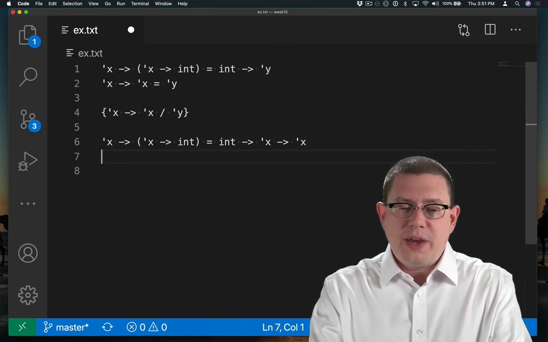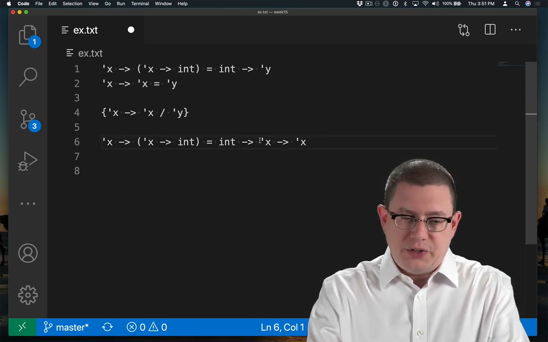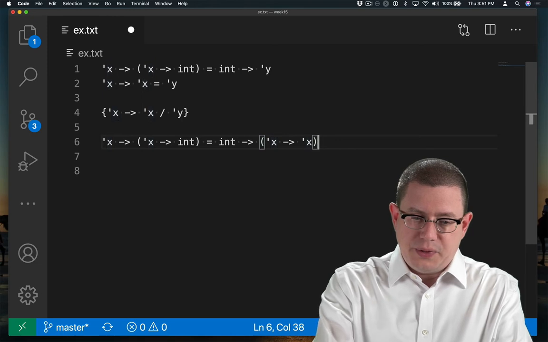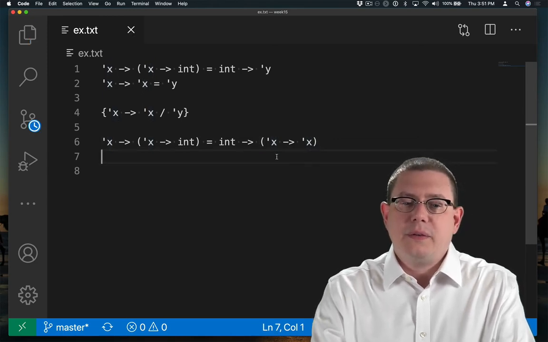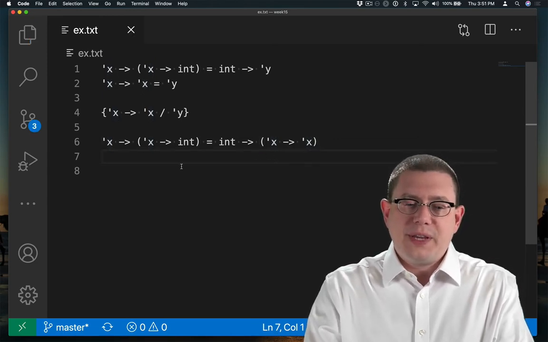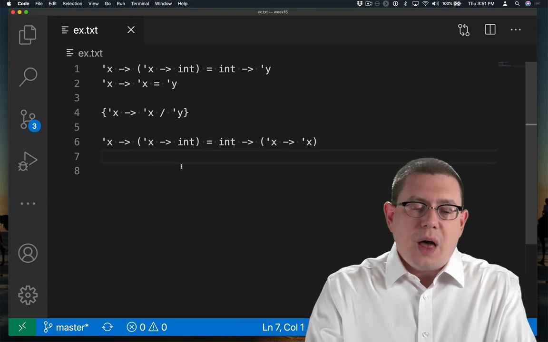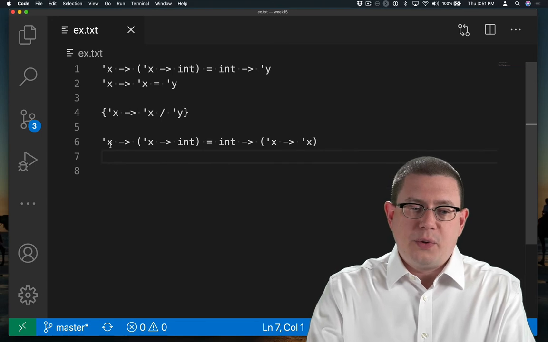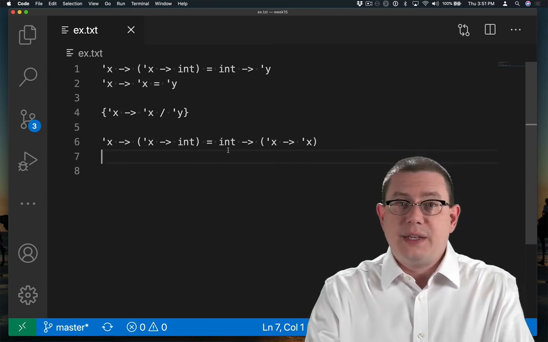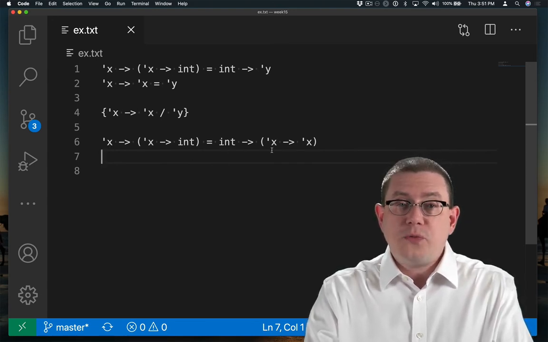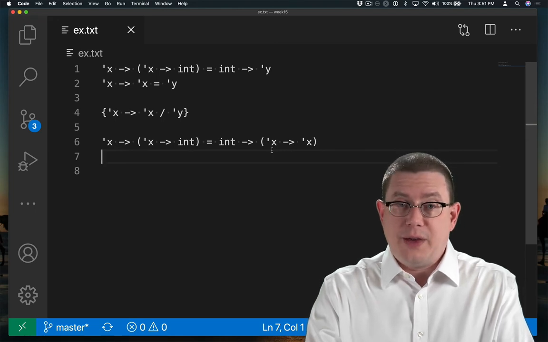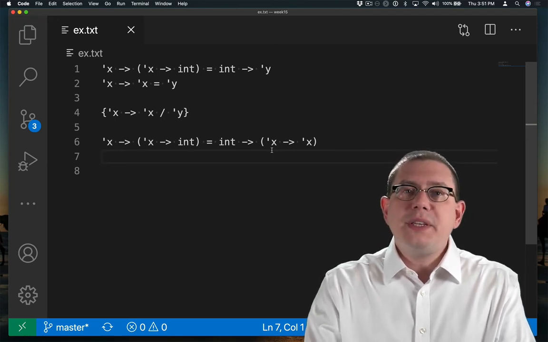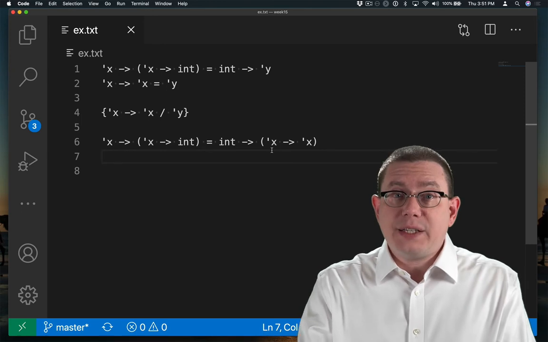Well, now I have an equation that has some pieces to it, and some of those pieces are function arrows. Now, I know function arrows associate to the right, so if I put in the missing parentheses here, it would look like that. What if I break this down a little bit further? I know that I've got a function with an input and an output on both sides here. The input on this side is x, the input on this side is int. Well, in order for those two function types to be the same, their input types would have to be the same. So from this equation, I can actually extract some more information.